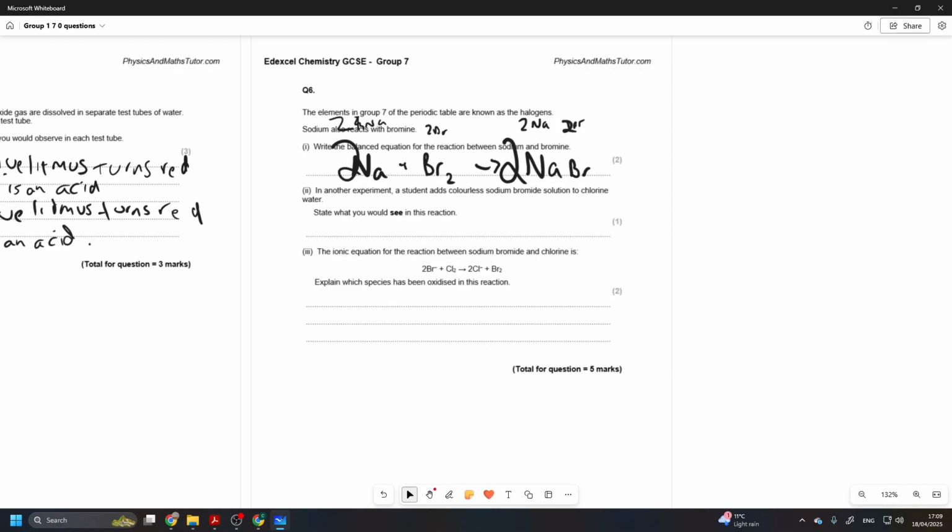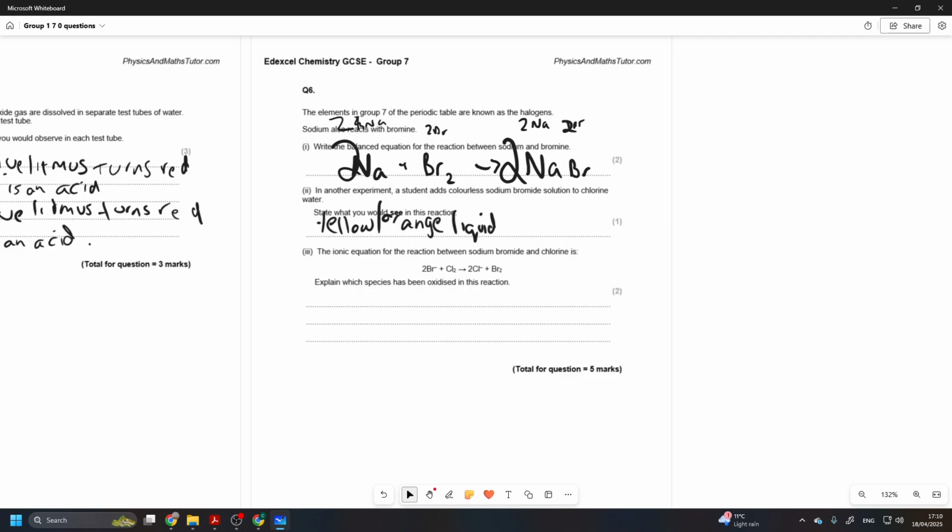In another experiment, the student adds colourless sodium bromide solution to chlorine water. What would you see? Remember, this is a displacement reaction. Is chlorine more reactive than bromine? Yes, it is. Fantastic. So it will displace it. And what you will see is a yellow-orange liquid, which is bromine water.